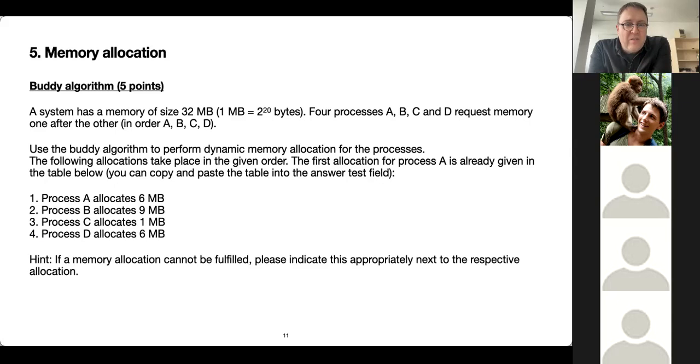And we already indicated the first one in the table, which is on the next slide here. So we have a process allocation A of 6 megabytes, a process allocation B then of 9 megabytes, process C allocates 1 megabyte, and finally process D allocates 6 megabytes. And if one of these memory allocations cannot be fulfilled, you should indicate this.